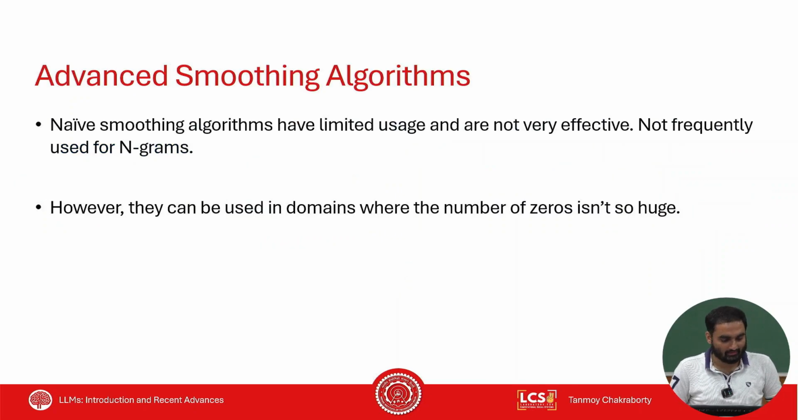Okay, so we stop here, and next day we will discuss two advanced smoothing techniques. One is the Good-Turing method. The second one is the Kneser-Ney method, right? And then we'll talk about perplexity, and we'll see how perplexity is linked to entropy, specifically cross entropy. Okay, thank you.